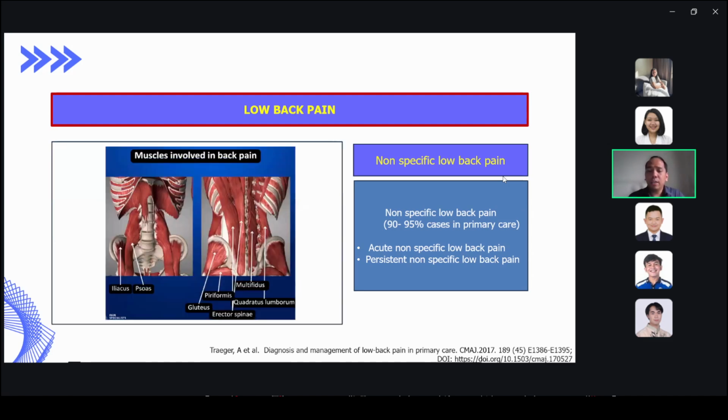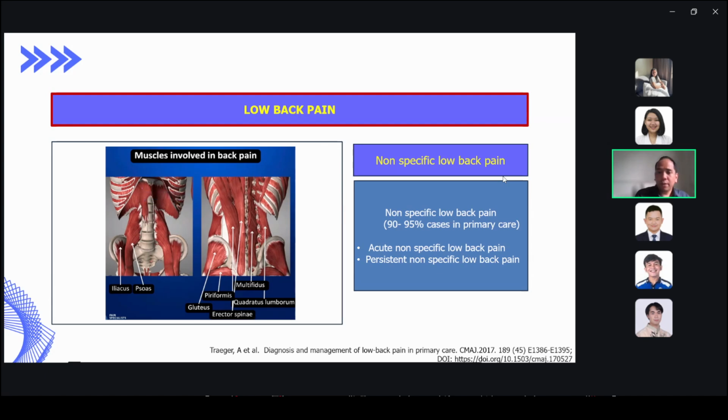So try to think of the muscle. I hope na-discuss na to, no, sa anatomy. Yung muscles involved in the back pain. We have the iliacus muscle, the psoas muscle, the gluteus sa may lubot, piriformis sa may lubot banda, the multifidus sa may spine, lumbar spine, quadratus lumborum sa may lumbar area, then the erector spinae sa may spinal area. So these are the deep and the superficial muscles of the back that can be primarily involved among patients complaining of a non-specific low back pain.